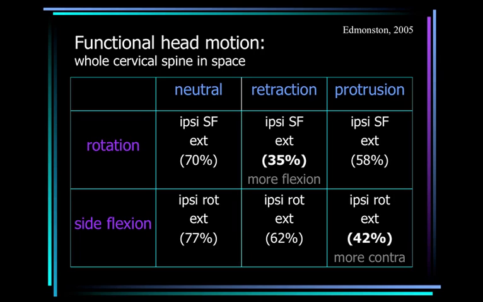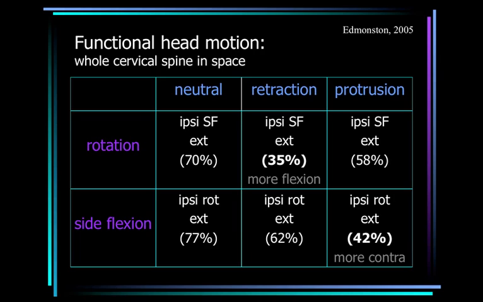It's also important to think of the movements of the whole head in space. When we're looking at active movement as compared to when we're doing our PIVMs, with active movement, it is movement of the whole spine as a unit. And functional head movement in space will also include movement of the craniovertebral joints. So in a study by Edmondson, they looked in vivo at functional movements of the head in space.